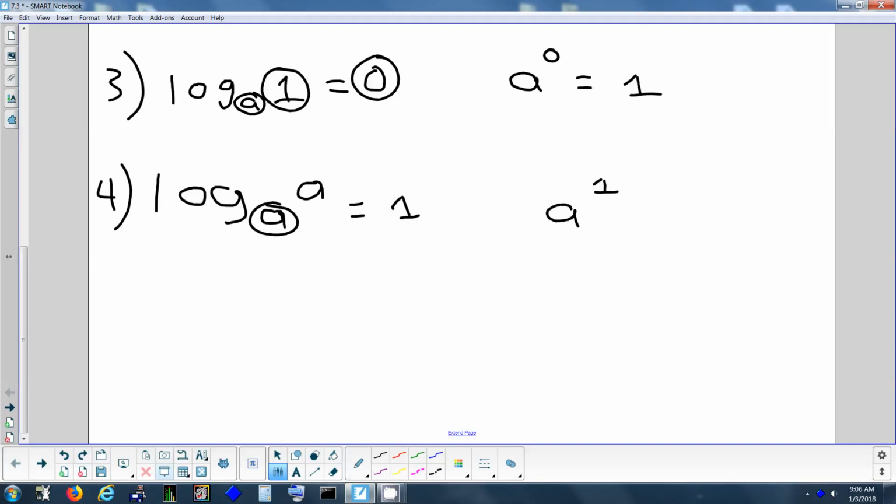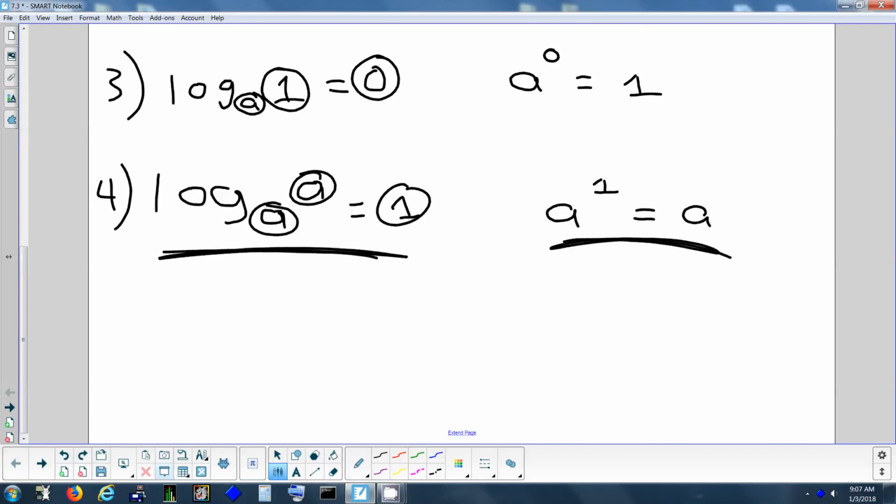So we get a to the first equals, and what haven't I used, Emily? The other a, right there. So what this property is saying is if you raise anything to the first power, it doesn't change. You get itself. This is how you've probably seen it before in algebra. This is how we can write the same rule using a log. Any questions on that one?